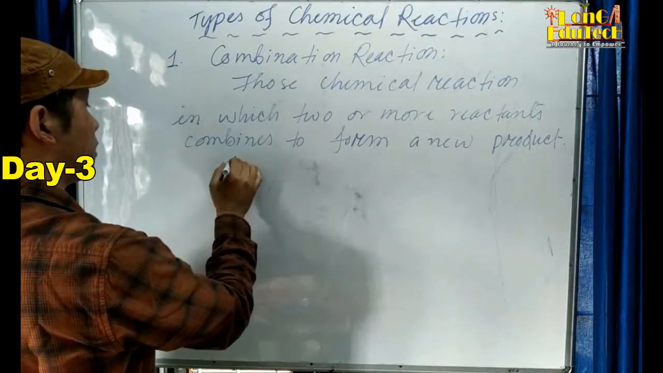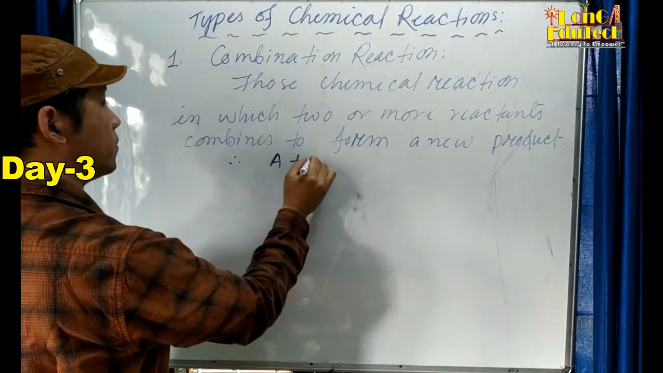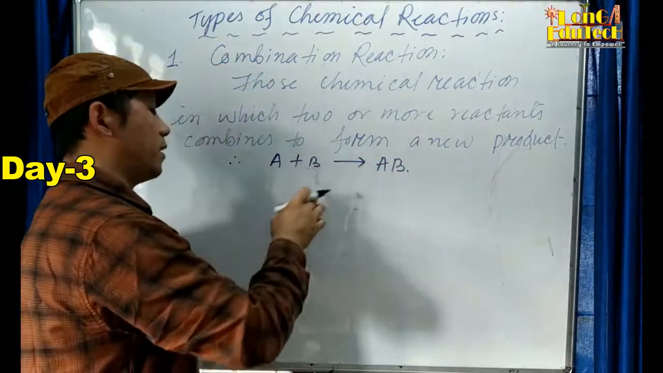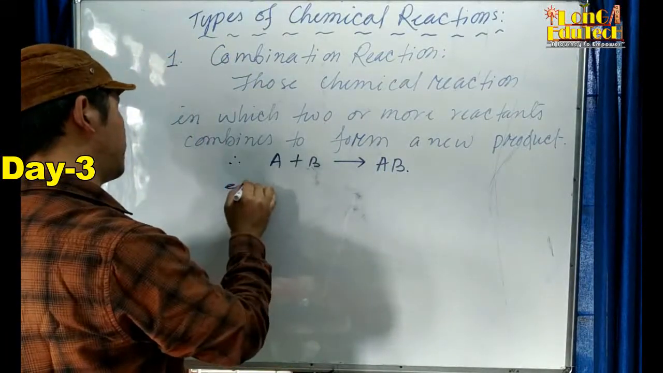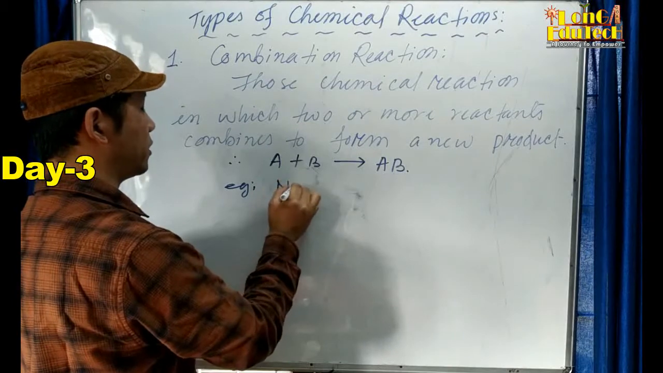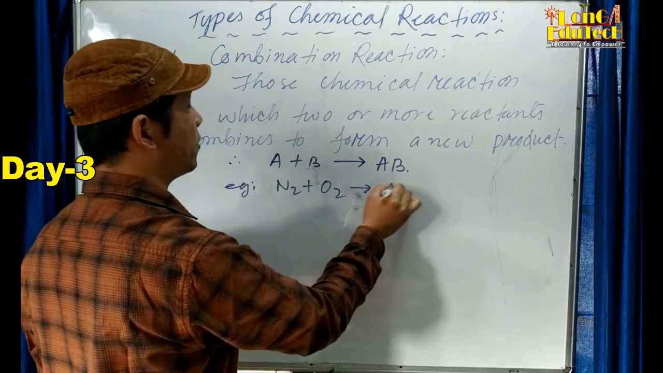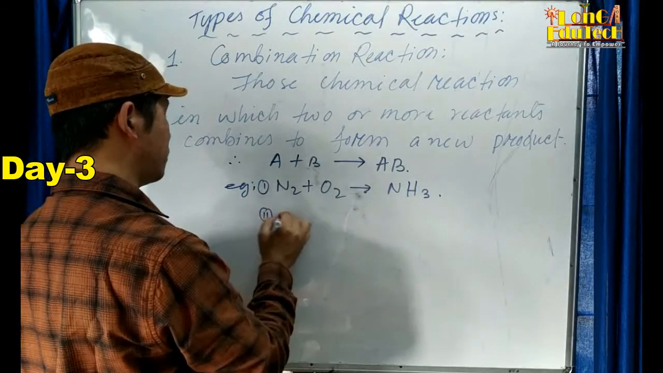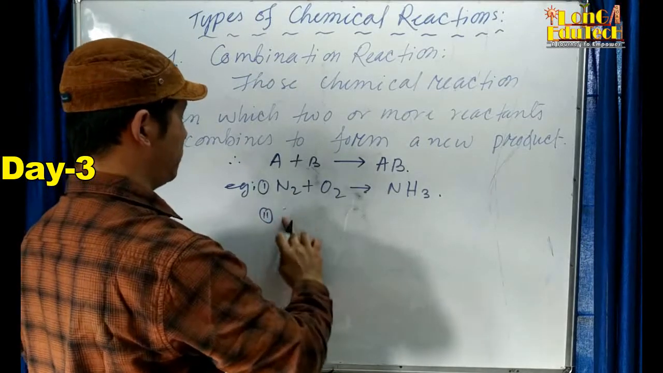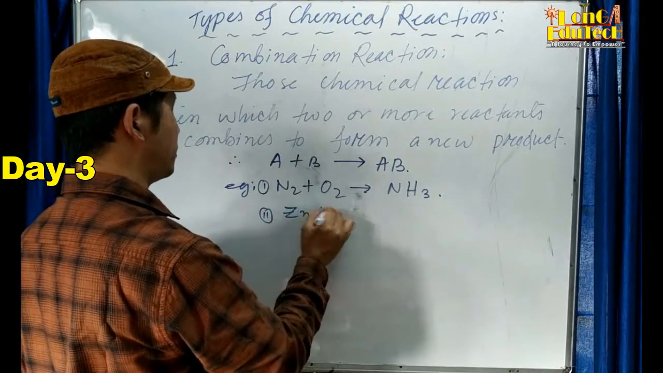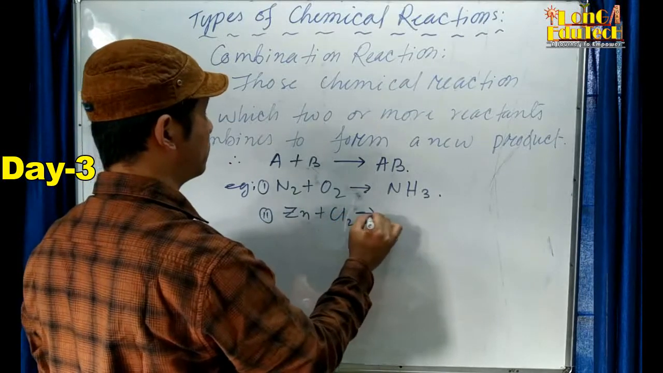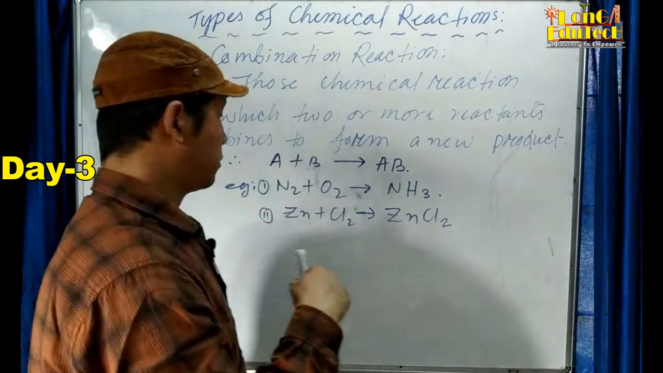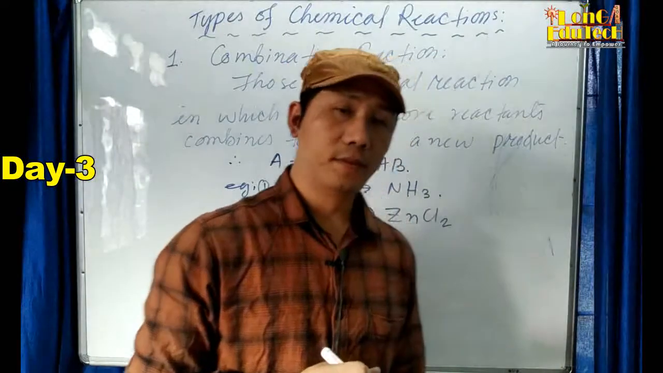Generally we can write it as A plus B to form AB. That is, 2 or more reactants combine to form a single product. For example, the one we already discussed, nitrogen and oxygen to form ammonia, NH3. Or for some more examples, zinc plus chlorine to form zinc chloride. Many others are also there. So this is a combination reaction.